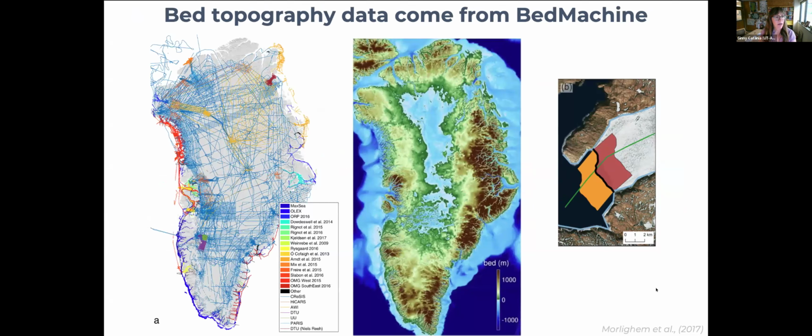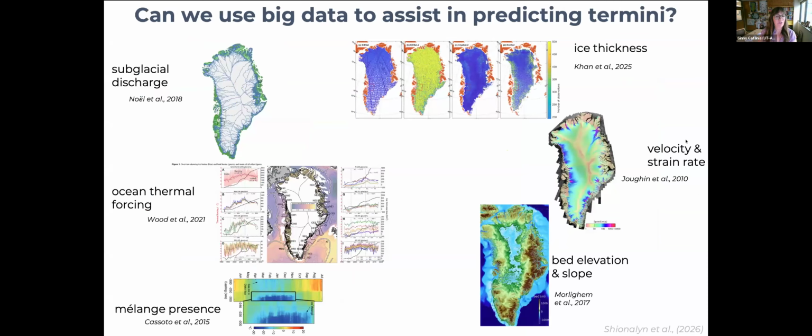And then also bed topography comes from BedMachine, same idea. We look at what's in this red box and we build a time series of what is the terminus bed elevation and bed slope that is being experienced by the terminus position as it's moving in time. And so we build these different time series and we kind of lumped them into groups that are shown here.